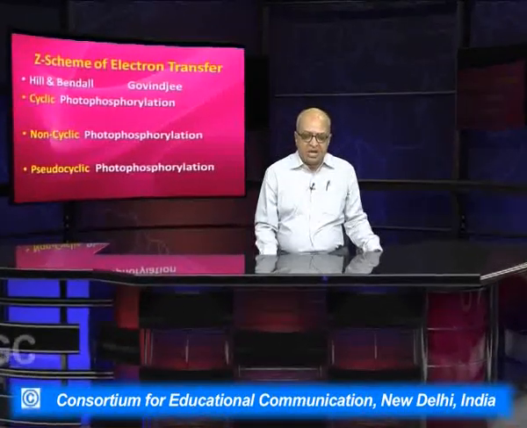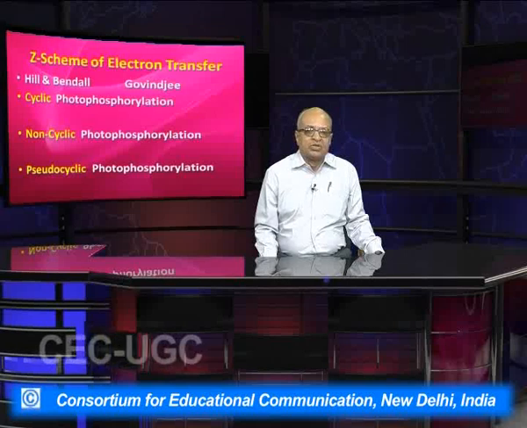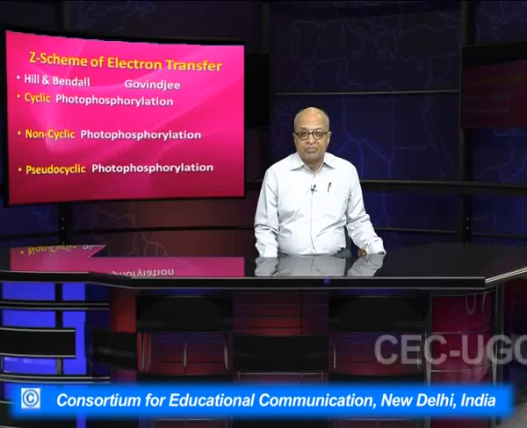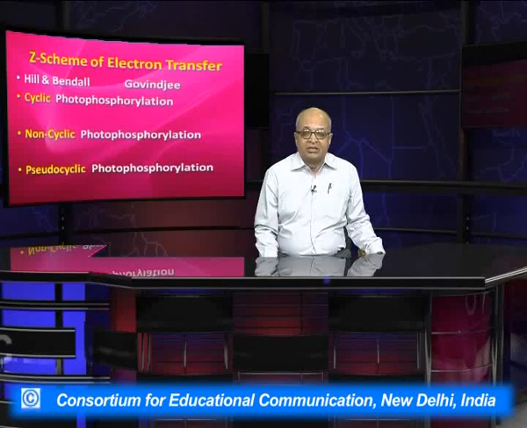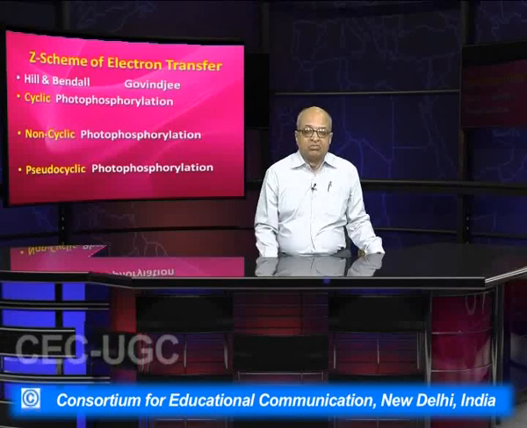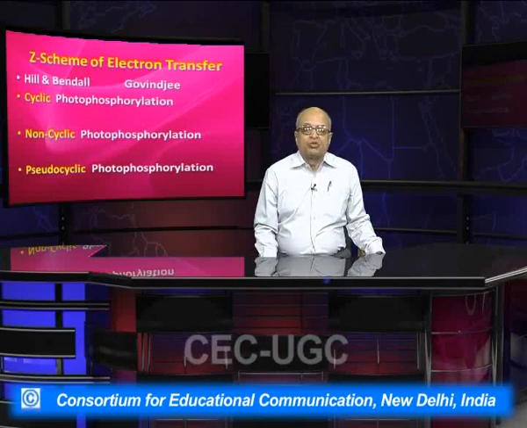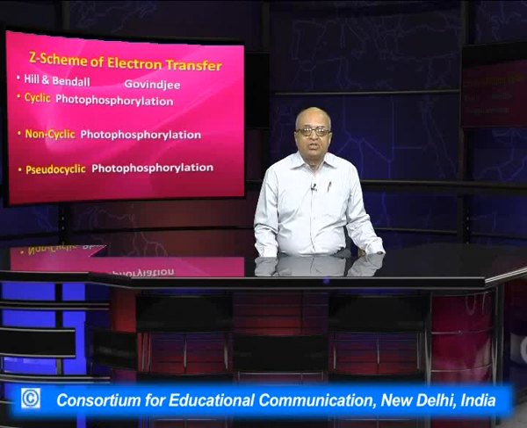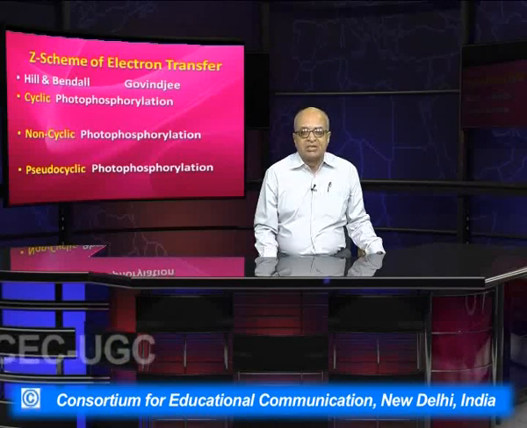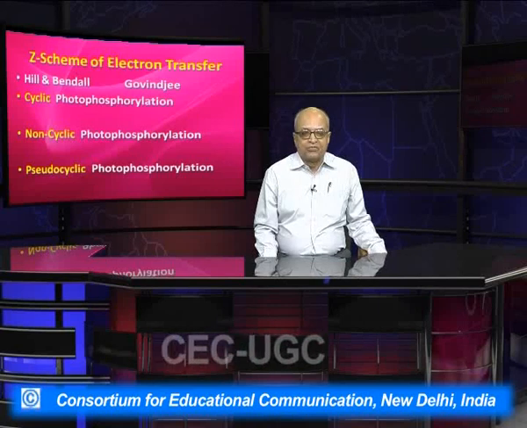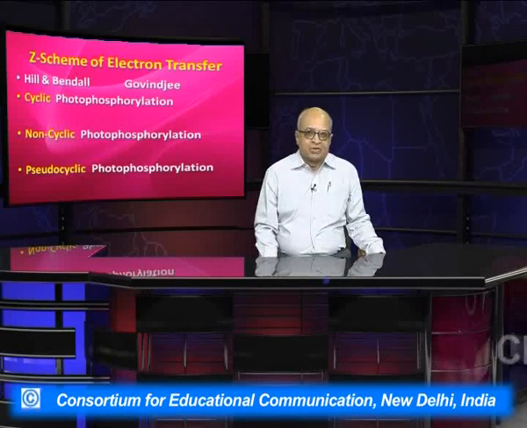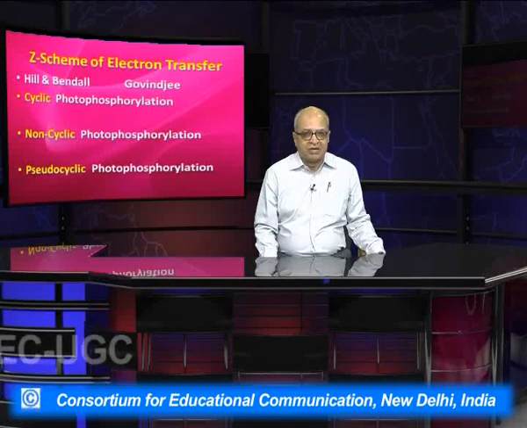The Z scheme was initially given by Hill and Bendall, and in recent times most of the work has been done by Professor Govindjee, who is an Indian American scientist, recently retired from the University of Illinois, Urbana-Champaign, and he is the world authority on the Z scheme. He discovered so many of the factors, so many of the intermediate cytochromes and other nuances of the Z scheme.